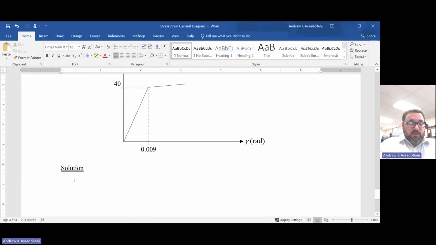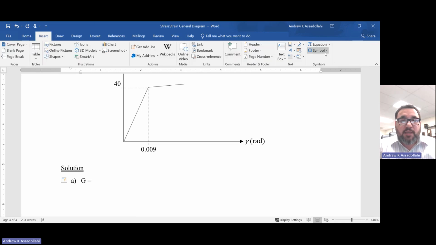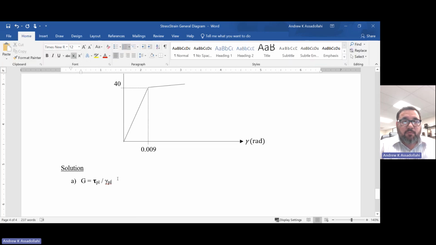The shear modulus, we're going to call this part A. We know that shear modulus is G, and we say G is equal to the shear stress proportional limit divided by the shear strain proportional limit, which is gamma PL. And I'm going to highlight these PLs and subscript them just to make my formatting look a little more professional. And we're going to say 40 KSI divided by 0.009 radians. And if we punch this in our calculators, we get 4,444 KSI as the shear modulus G. So that's a pretty straightforward calculation.